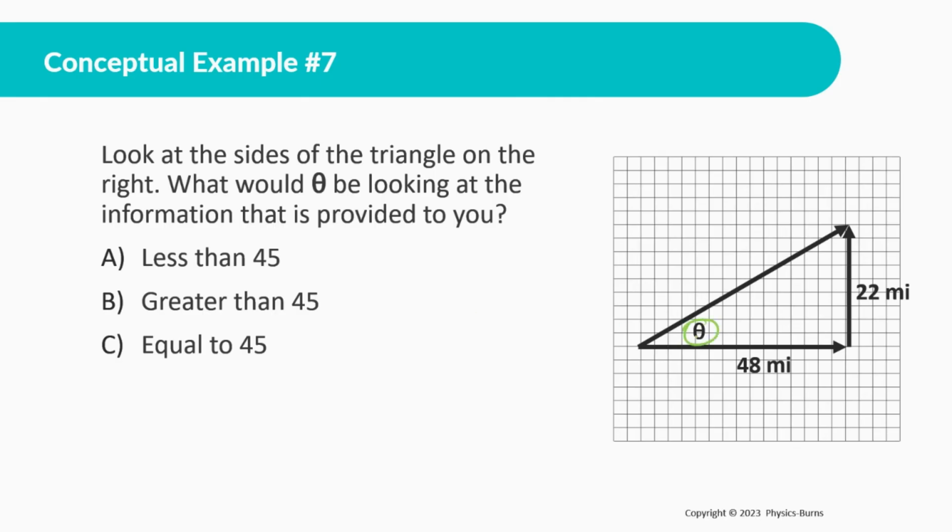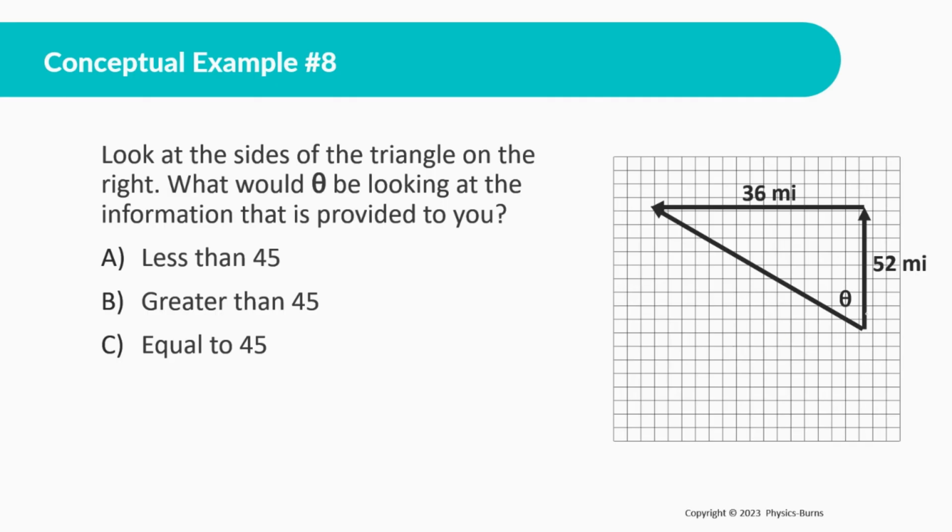Next example, what would theta be looking at the information that's provided to you? So we have theta here. And remember, this adjacent side is more than the opposite side. So that means that this is going to shrink. So this is less than a 45 degree angle because most of the vector is on this side. Again, if that didn't make sense, look at the other ones where I explain a little bit more before this problem. Okay, less than 45.